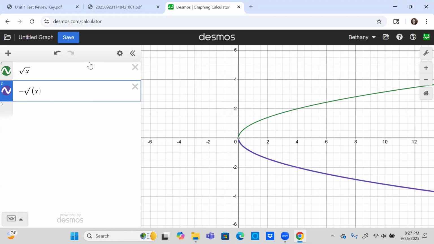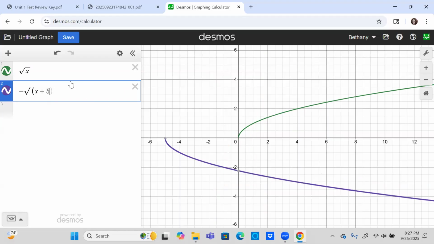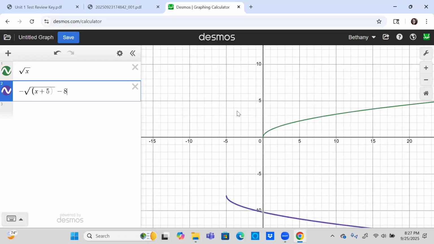We did +5, right? So that's going to take us left 5. And then outside of it was a -8, so you should see this guy going down 8. Let me zoom out so we can see that. There he is. So we've reflected left 5, down 8.